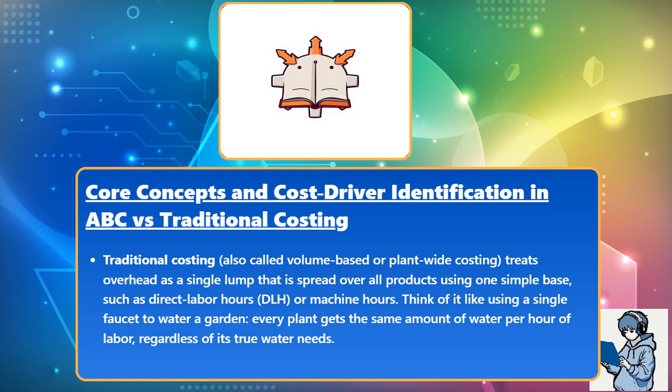Traditional costing, also called volume-based or plant-wide costing, treats overhead as a single lump that is spread over all products using one simple base, such as direct labor hours (DLH) or machine hours. Think of it like using a single faucet to water a garden. Every plant gets the same amount of water per hour of labor regardless of its true water needs.